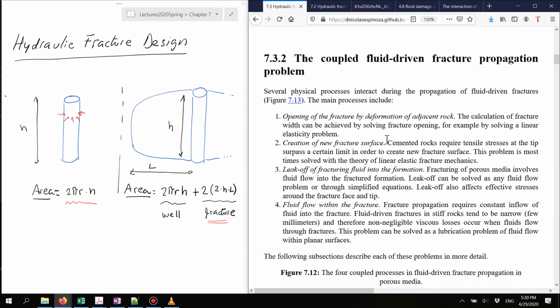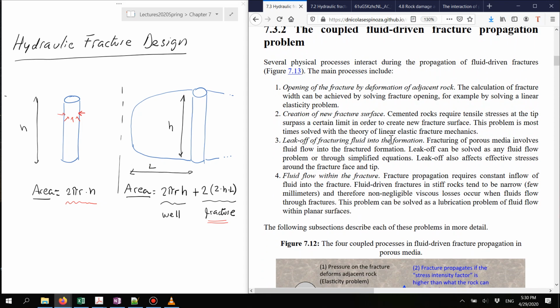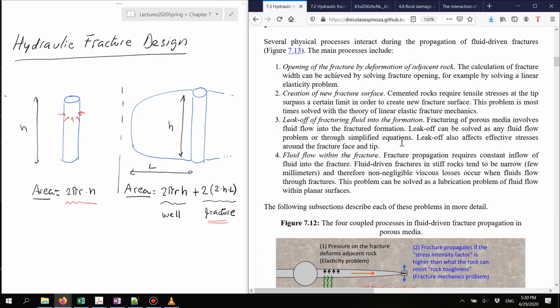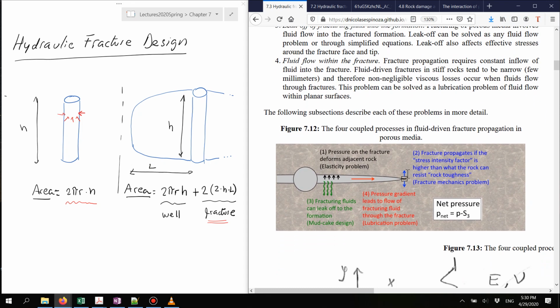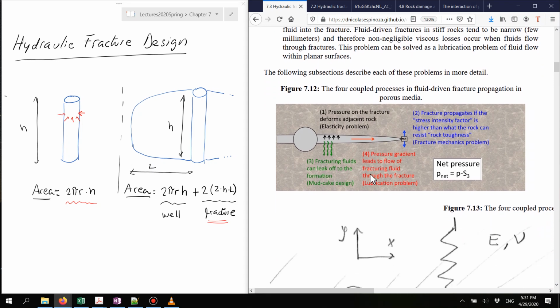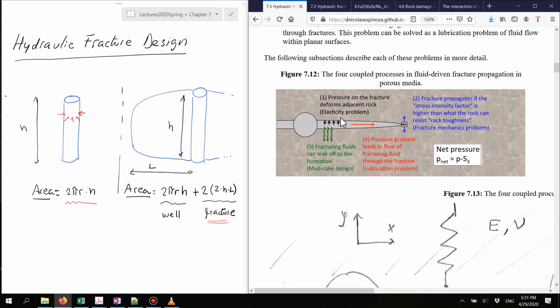All right, so let's get started analyzing the mechanics of a hydraulic fracture. The propagation of a hydraulic or fluid-driven fracture is a coupled problem that depends on many simultaneous processes. And these simultaneous processes are shown in this schematic, and there are 4. First, in order to keep the fracture open, you need to have a pressure on the surface of the fracture so that it remains open.